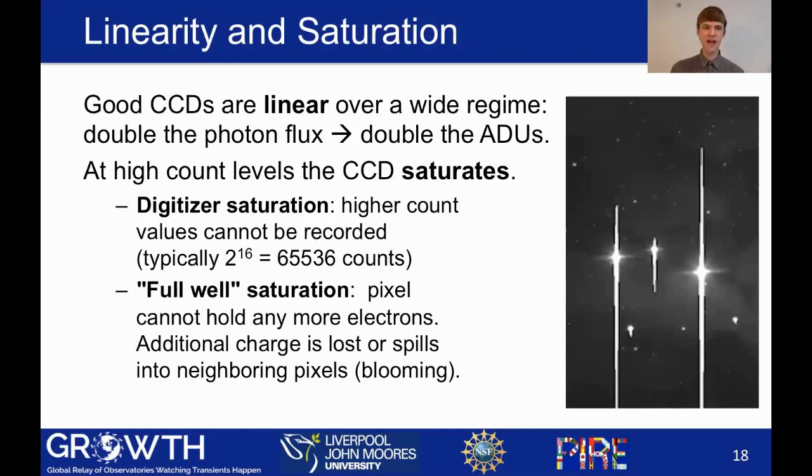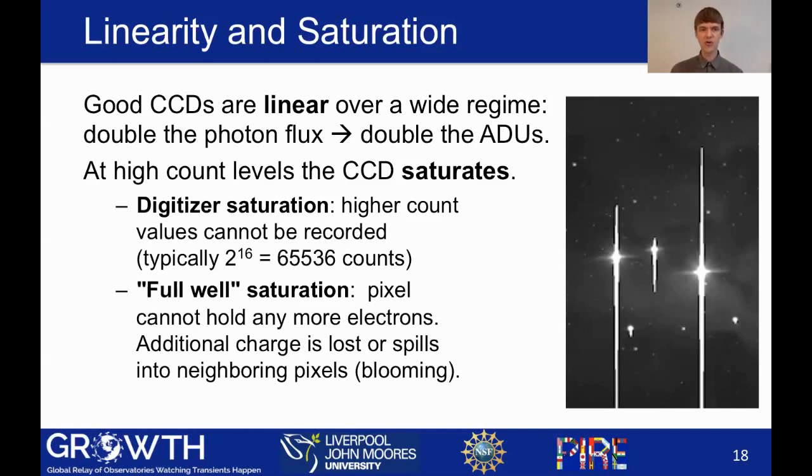There's one other effect that I have not described, which is linearity and saturation. So a good CCD is linear over a very wide regime, such that if you double the incident photon flux on a pixel, you will double the ADUs that the device registers at the end. And this is usually the case. However, there are regimes where it becomes no longer the case. In particular, at very, very high count levels, the CCD will encounter saturation.